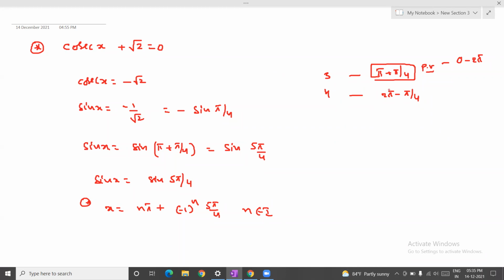If they are giving both as different options, then the question is wrong. Don't worry about that one. This is 5 pi by 4, 7 pi by 4. Are you clear what I'm trying to say, students? Yes, sir.